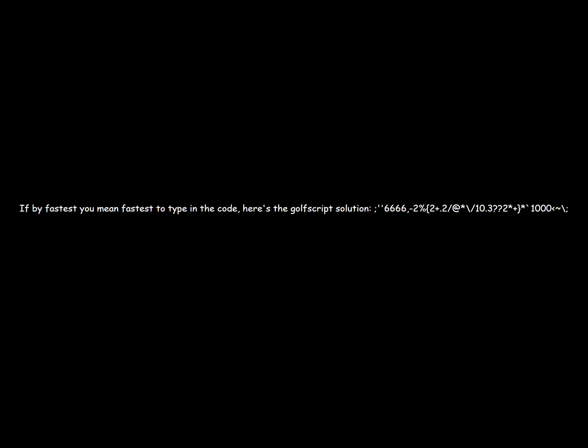If by fastest you mean fastest to type in the code, here's the GolfScript solution.